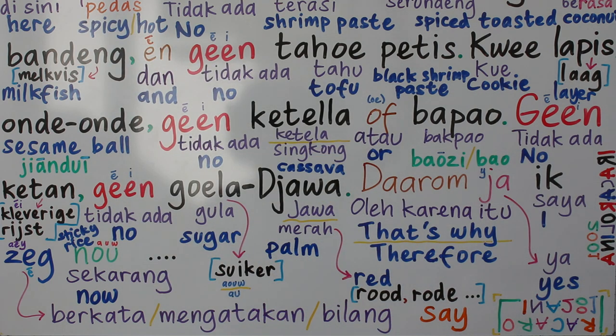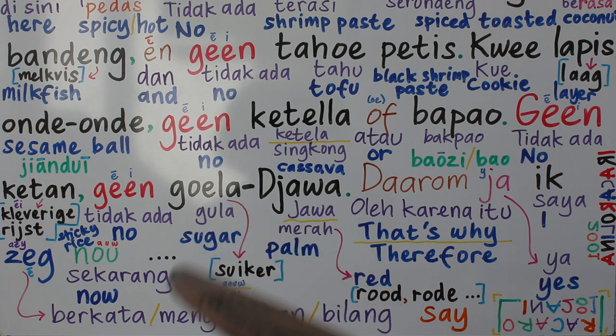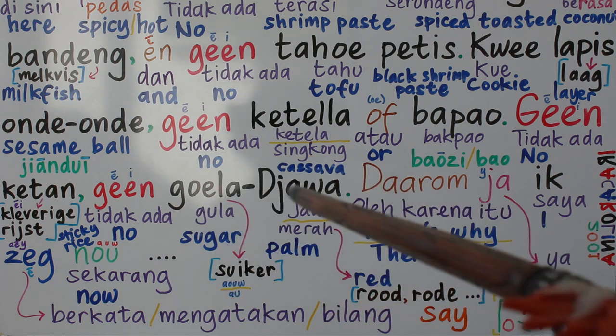And this one, sugar in Dutch is suiker. That's the way I pronounce it in daily conversation, suiker. It is not perfect, but that's the best I can do to pronounce it. Suiker. But in daily conversation, suiker. Okay. This is the Indonesian in Dutch version.